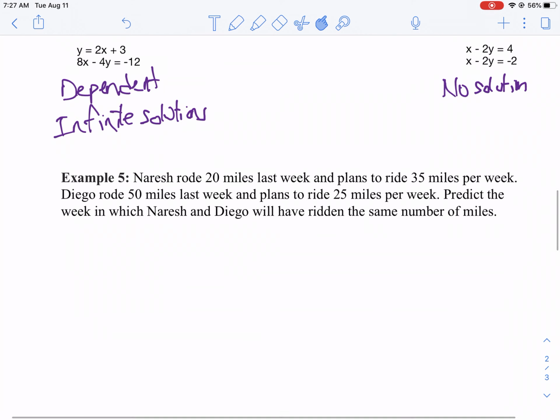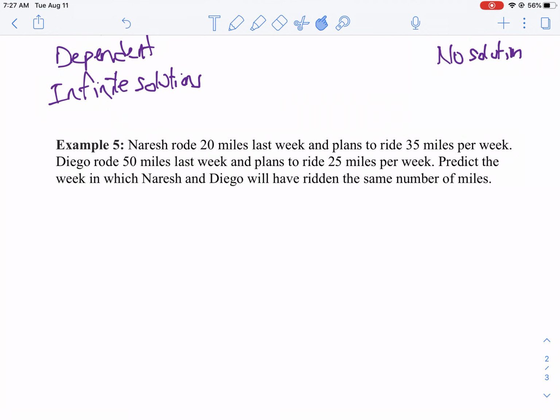Now in example 5, probably the hardest part of this problem is writing the equations. It says Nareesh rode 20 miles last week and plans to ride 35 miles per week. Diego rode 50 miles last week and plans to ride 25 miles per week. Predict the week in which Nareesh and Diego will have ridden the same number of miles.